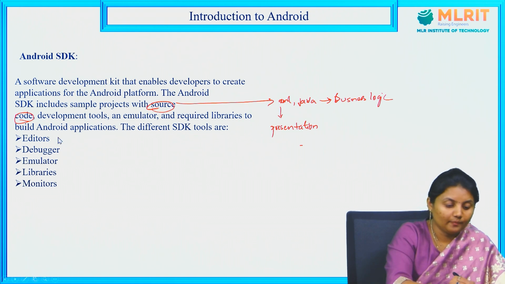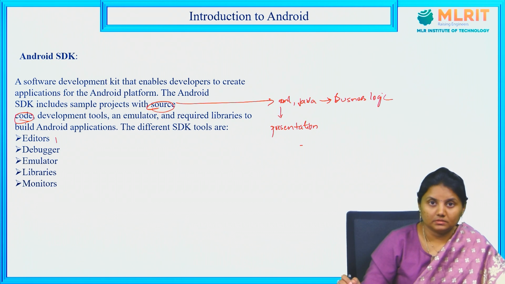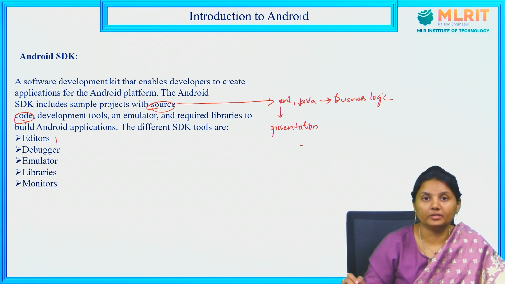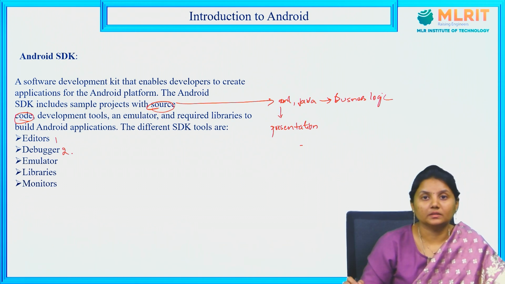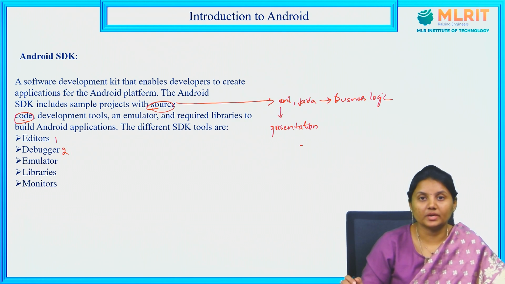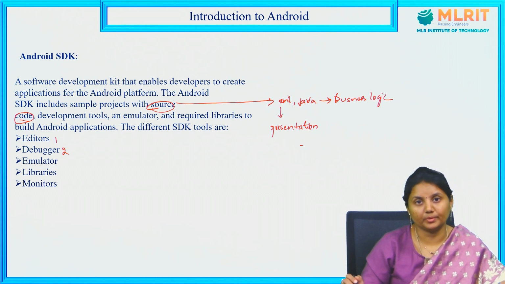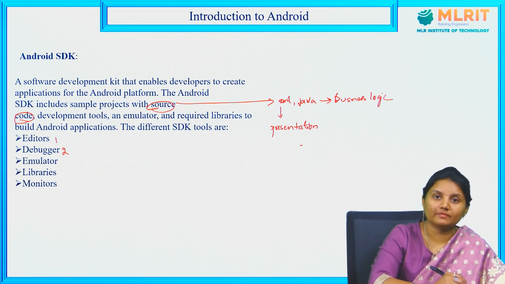So one is the editor. Editors are where you write code for the design or for the business logic. When you install Android Studio, by default we get the editor. The debugger is another SDK tool that is required for giving checkpoints and checking from where to where the data or the code is running, and what is happening when that code runs. If you want to know particular statements and how they are executing, that debugging can be done using the debugger available in Android Studio.